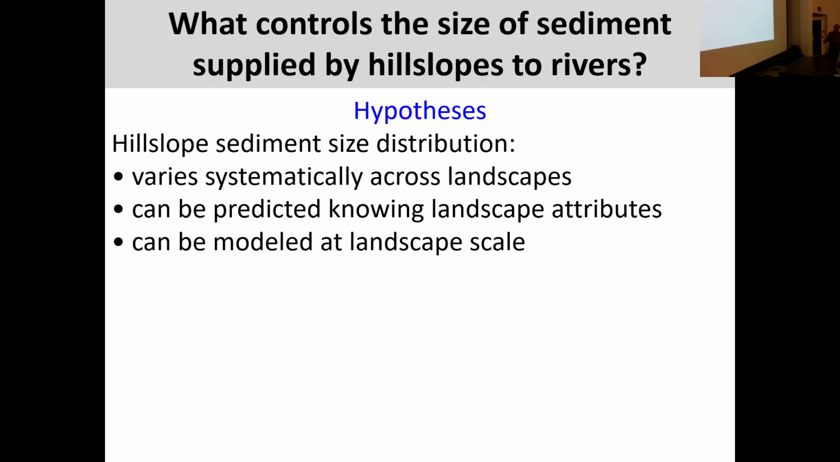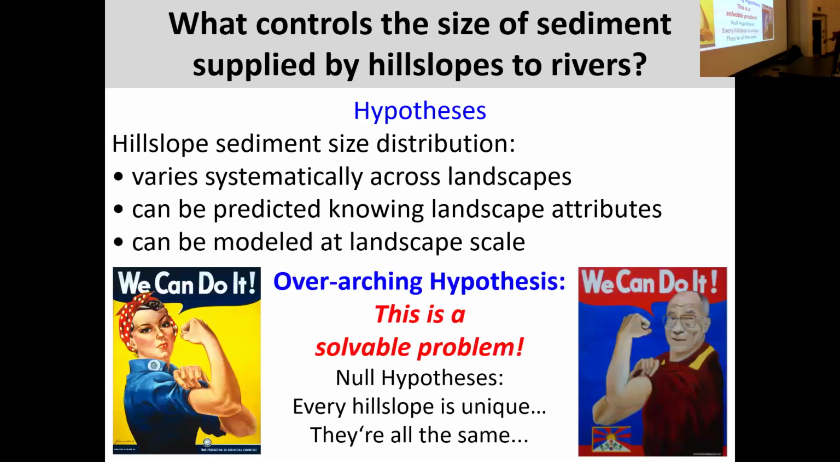And we have some basic hypotheses, okay, that they should vary systematically across landscapes. That would be really convenient. And if so, we ought to be able to predict that variation in grain size with knowledge of attributes of landscapes, like the rock, like the climate, like the erosion rate. And then we could model it at the landscape scale. But fundamentally, the overarching hypothesis is this is a solvable problem.